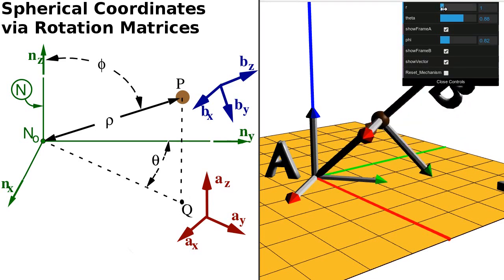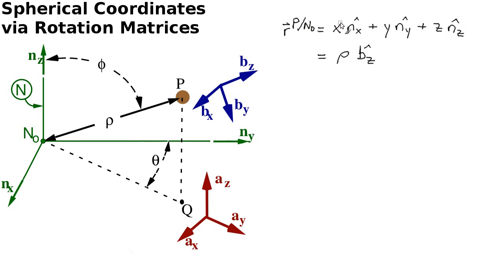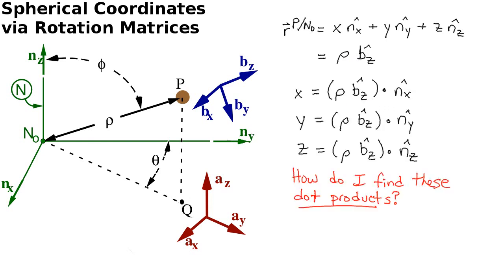So now what we'd like to do is figure out how our x, y, and z measures, which we introduced earlier, are related to these rho, theta, phi measures that we just introduced. And the key insight is just to realize that what we want are the nx, ny, and nz measures of this vector, which we can get by dotting. And so then the question is, how do I find these dot products? How do I actually figure out what is bz dot nx and bz dot ny and bz dot nz?